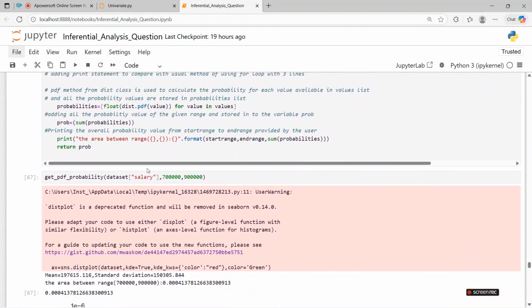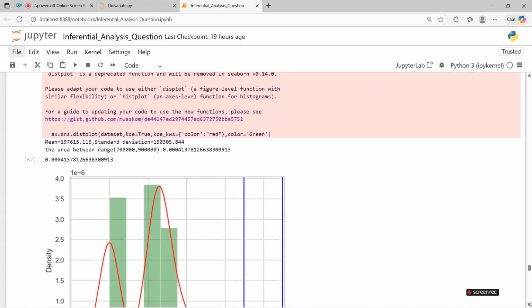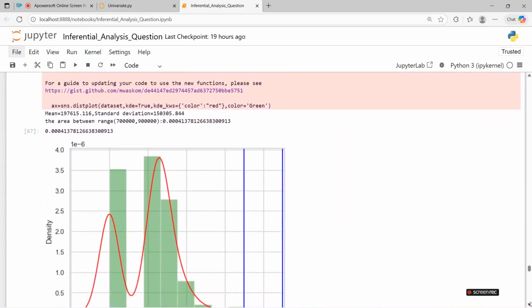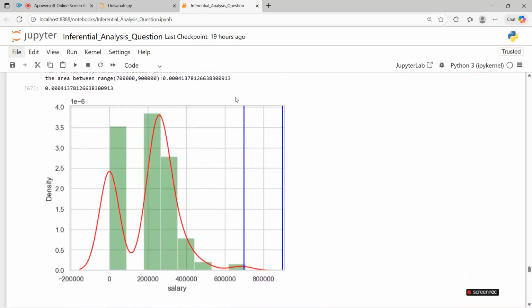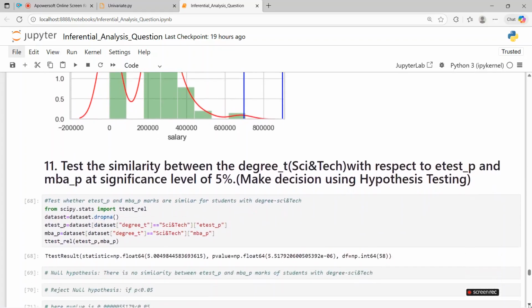Once we call the function, we are passing the data set with the salary column, for which we need to find the probability from a start range 7 lakh and end range 9 lakh. So here we got the result, mean and standard deviation, which we are displaying here, and we have the prob value 0.004, and we have the graph. Here we can see we have the vertical lines from 7 lakh to 9 lakh, and here we have the prob value 0.004. There is a 0.0004 possibility of getting salary from 7 lakh to 9 lakh.